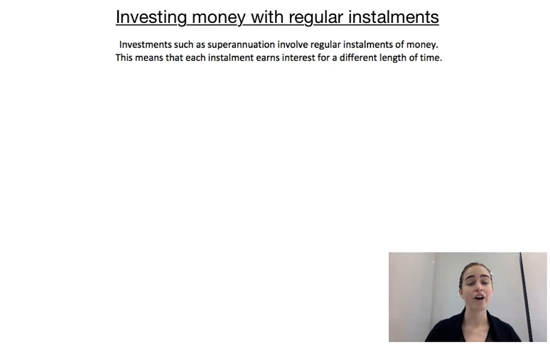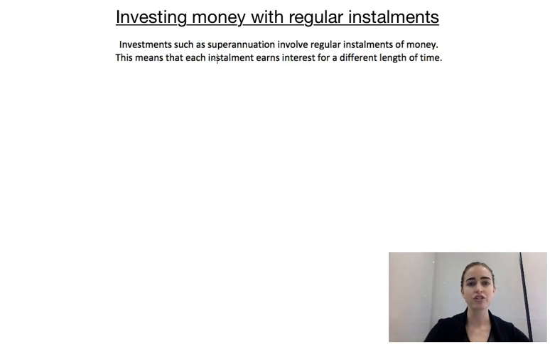In this video, I want to have a look at investing money where there's regular installments being made. So that could be something like superannuation. When you've got a superannuation account, you don't touch it usually, you don't take any money out, but every month or every fortnight, whatever it is, how often you get paid, there are regular installments being made into that account. So what that means is that each installment, each amount of money that's being put in there, is going to be earning interest for a different amount of time.